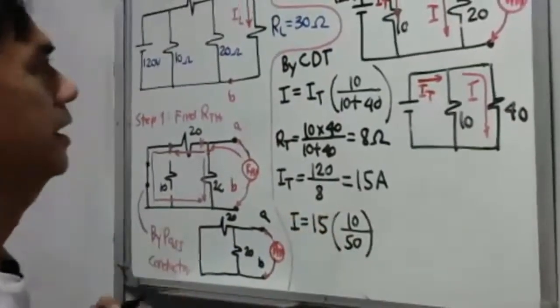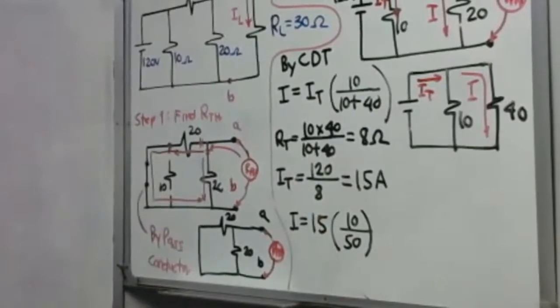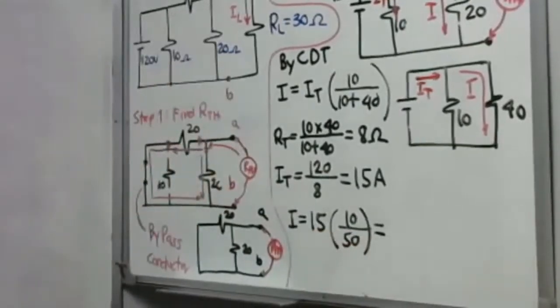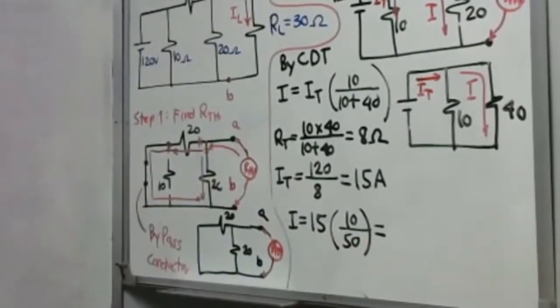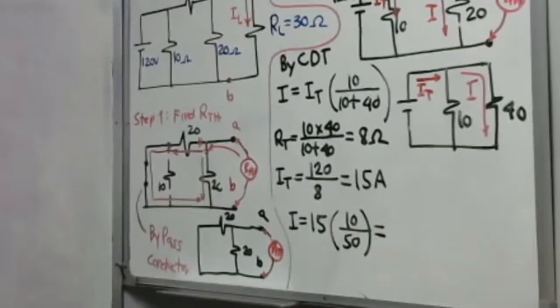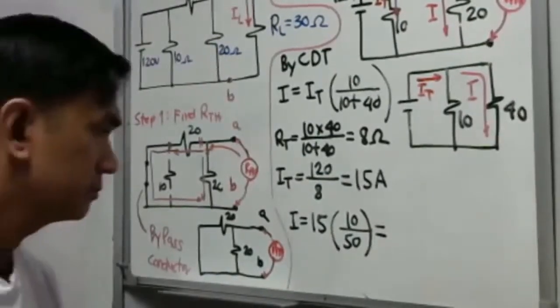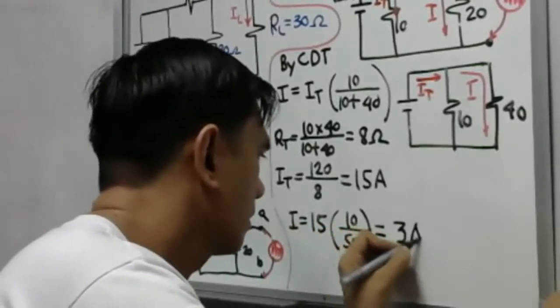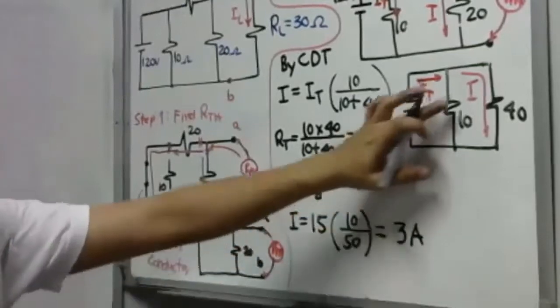10 over 50. So, it is equal to what? So, we have 10. So, that will become 150 over 50. Well, of course, that is 3. The current is 3 amperes. So, the current I here is 3 amperes.